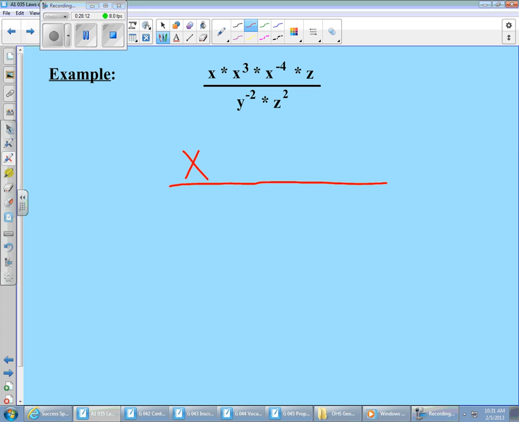Okay, well, how do these combine? X times x times x. What kind of math is going on with those exponents? It's addition. 1 plus 3 plus negative 4. How about that z up there? Does z have anybody to combine with in the numerator? Yeah, not right now. Okay, so we'll just write the z down.